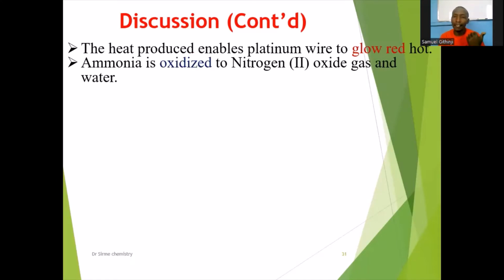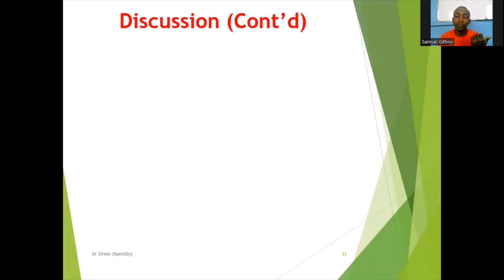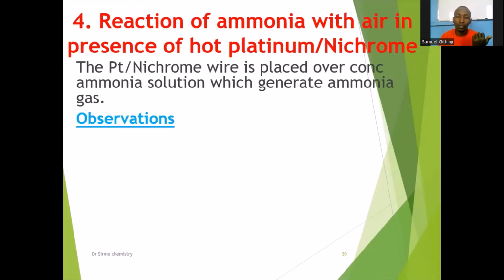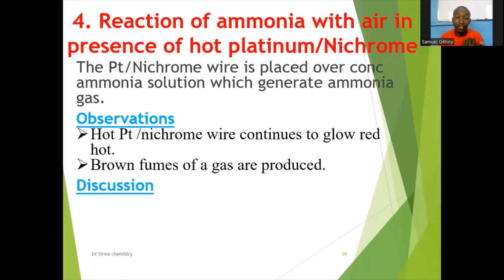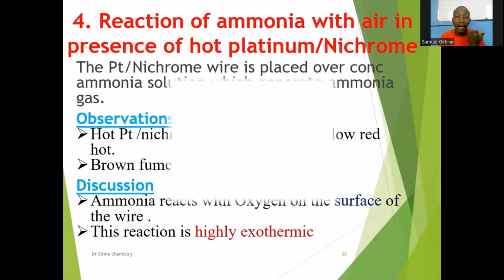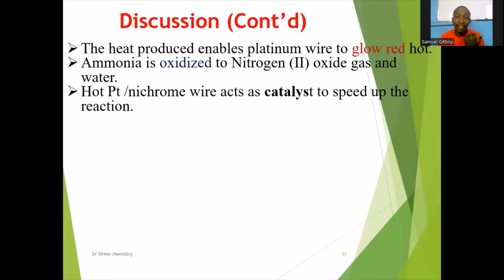In the other case, remember we said, if you can go back, we talked about ammonia burning in excess of oxygen to give us nitrogen and steam. But for this one, we are talking about ammonia burning in oxygen in the presence of a platinum catalyst to give us nitrogen 2 oxide and water. That's the difference. The platinum, and nichrome, behaves as a catalyst for that reaction.